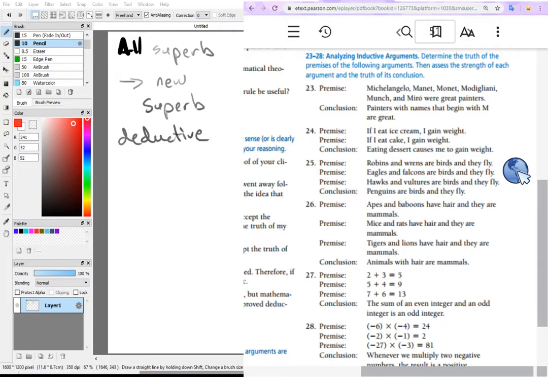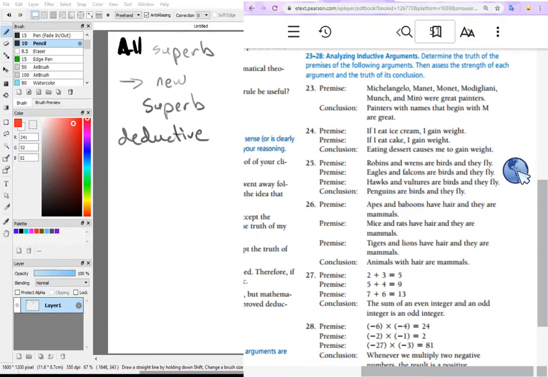So number 24, if I eat cake, I gain weight. Eating dessert causes me to gain weight. That's pretty true because I think we overestimate how much we can eat, or how little we've eaten, that is to say. Desserts contain more calories than we think, so that's true, but it's still kind of a weak argument. It's more like overeating. It's a calorie argument, and they're just saying desserts have a lot of calories.